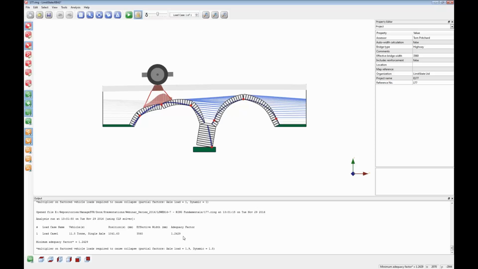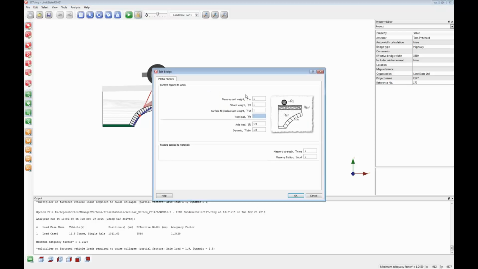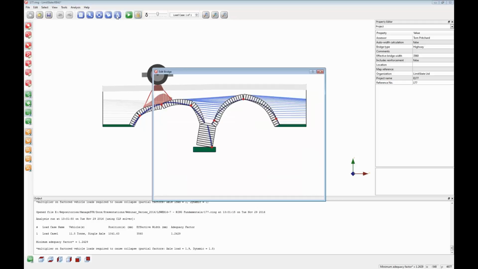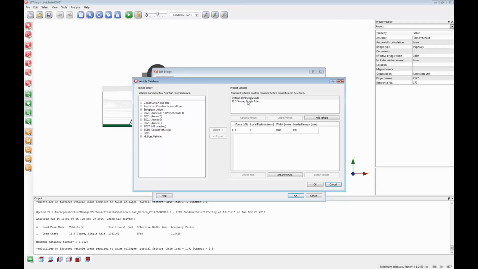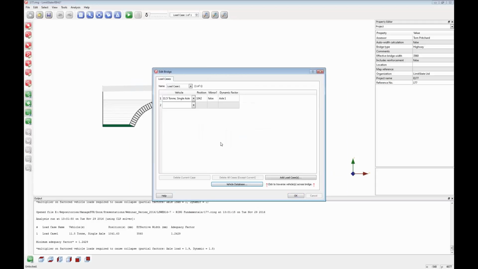We now have an adequacy factor which is close to 1, and that's because if I look at the partial factors, I now have applied partial factors of 1.9 for the axial load and 1.8 for a dynamic load. And also, if I go to the loads data, I can see that I have actually got an 11.5 ton single axle vehicle on my bridge, which is exerting a force of 112 kilonewtons.